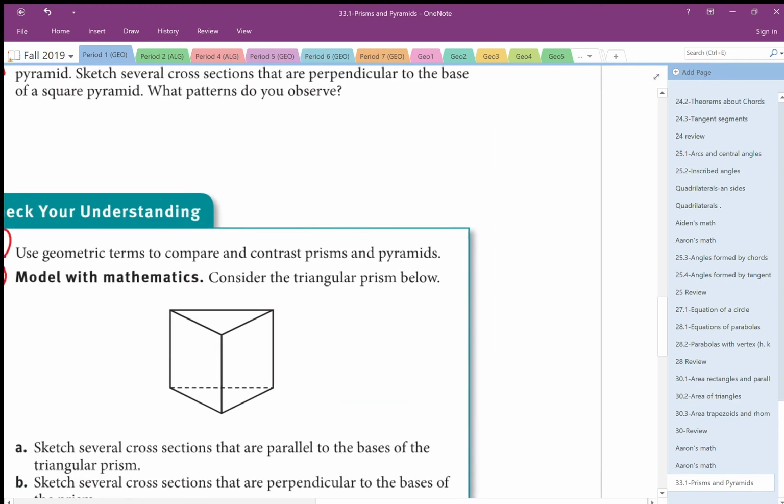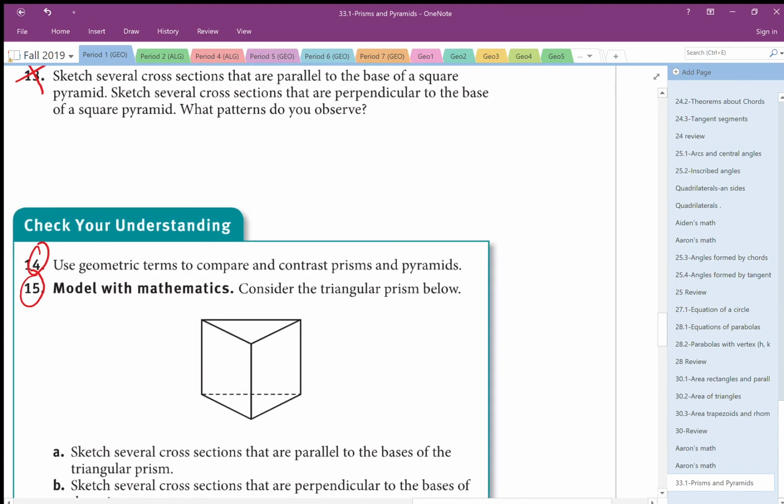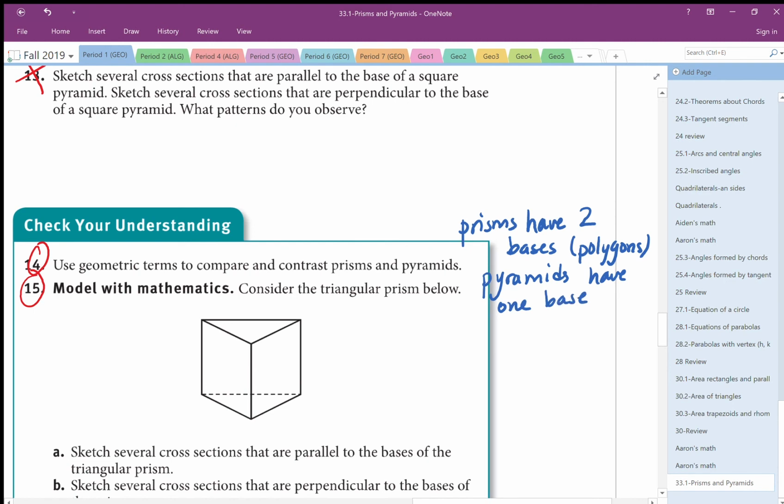Use geometric terms to compare and contrast prisms and pyramids. We're going to do the cross-section thing in number 15, okay? So don't worry, we'll get there. All right, so geometric terms to compare and contrast prisms and pyramids. Prisms have how many bases? 2 bases that are polygons. Pyramids have 1 base, right? And then it has some lateral sides, which they both have lateral sides.